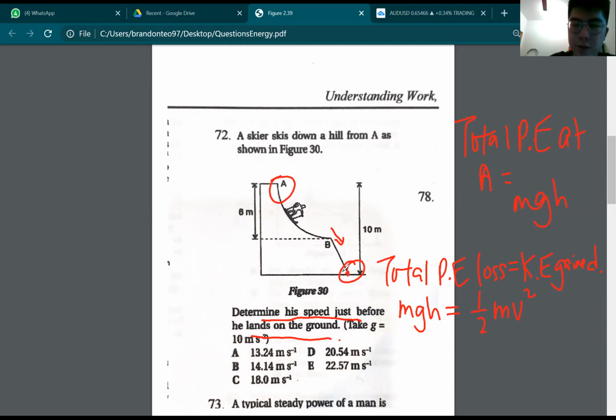So mgh, you cancel out the m, so gh: 10 times what height do you take? 6m or 10m? You take the total height, 10m, not 6m. 6m is just from B. That equals half of v squared. So you calculate v, and v equals 14.14. Now let's move on to the next part.